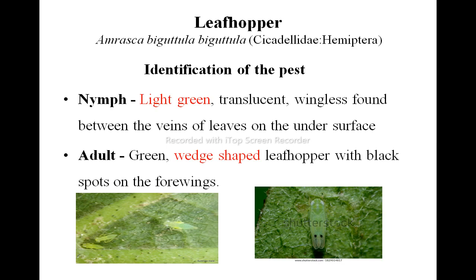First, I will tell about the nymph. The nymph is light green in color, but it is wingless. Next, the adult. The adult is dark green in color, and the most important identification of the adult is that it is wedge shaped, and on the forewings they bear two black spots. And one most important feature about the leafhopper is that it runs sideways.